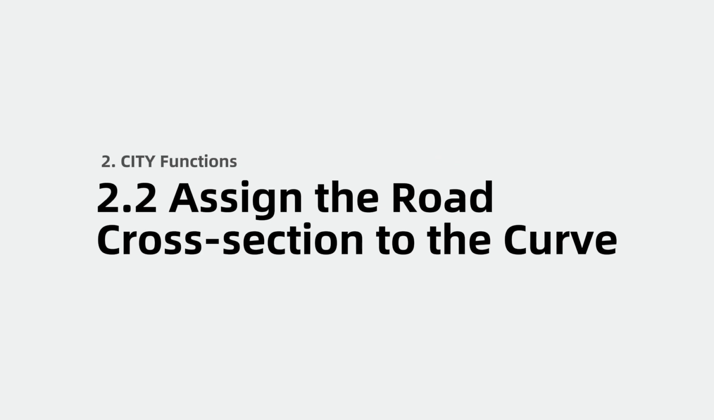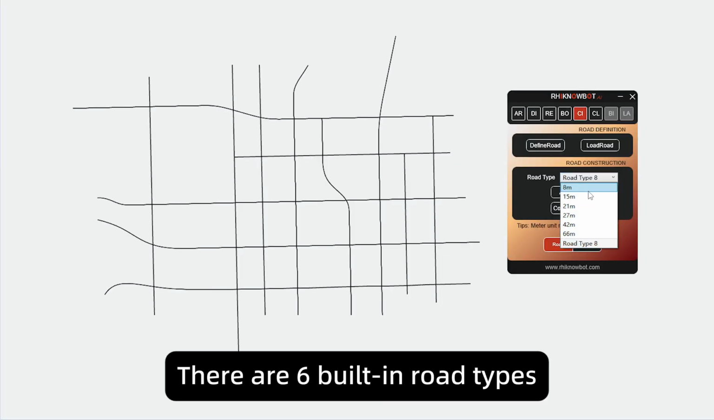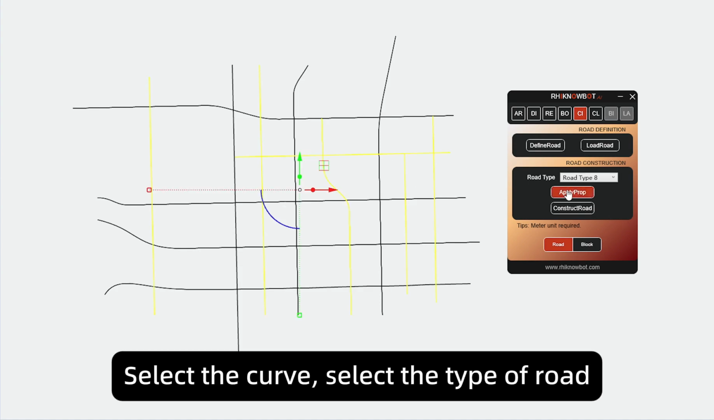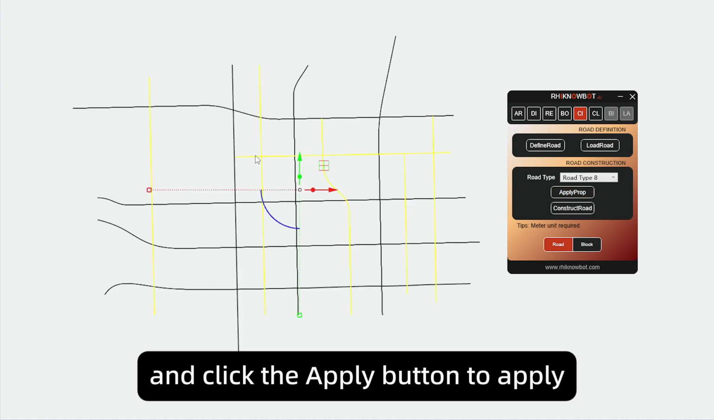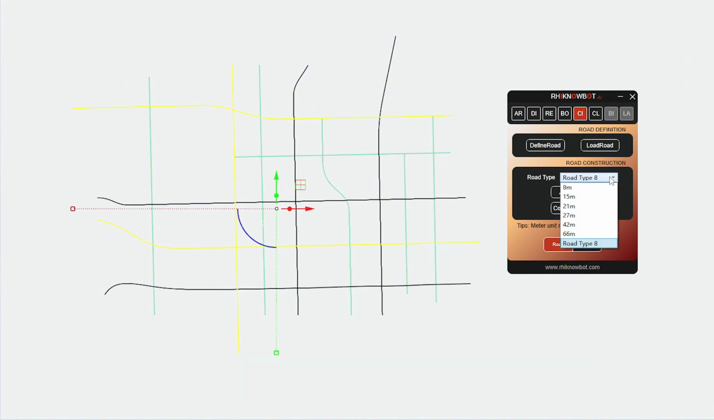Assign the road cross-section to the curve. There are 6 built-in road types. Select the curve, select the type of road, and click the Apply button to apply. Assign different attributes to all curves.